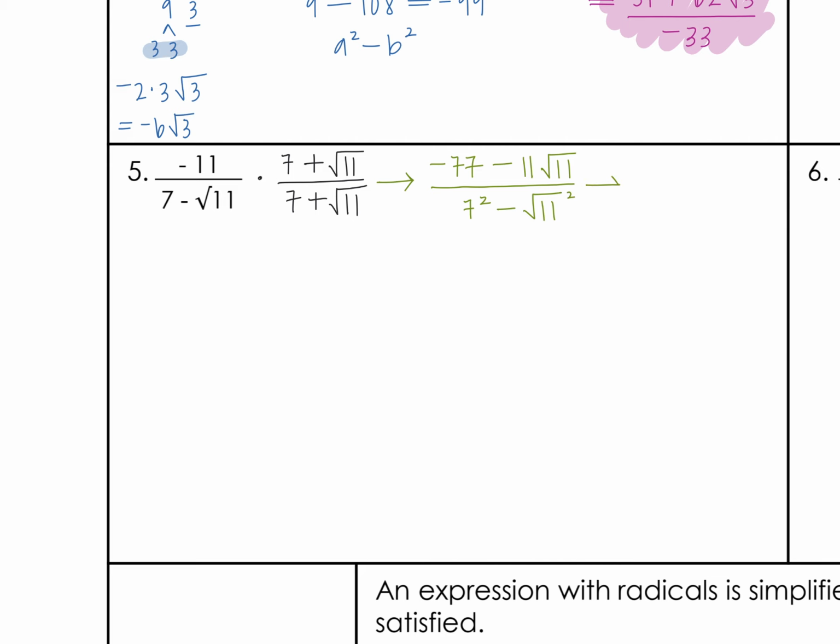Okay, so going through and squaring them, I'm going to keep copying over my numerator. We'll get that 7 squared is 49, minus our root 11 squared is just going to be 11. And so when I subtract the 2, we are going to be left with negative 77 minus 11 root 11 over that 49 minus 11 will give me 38.